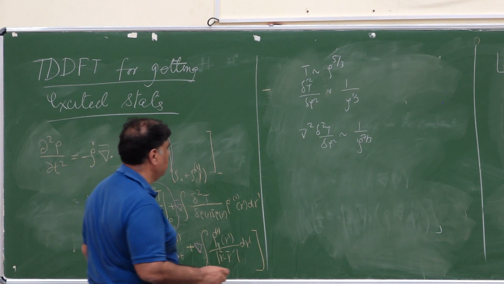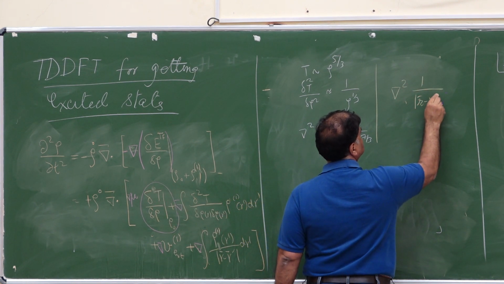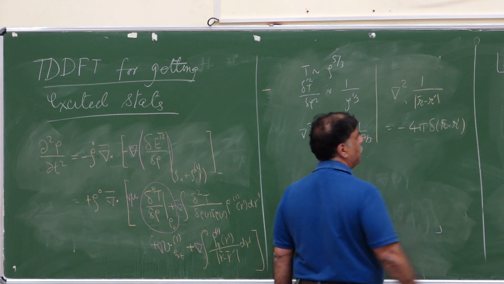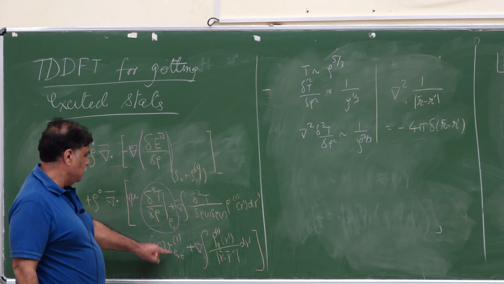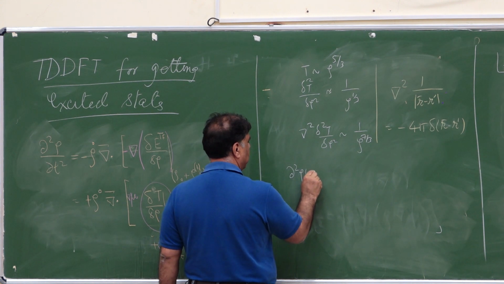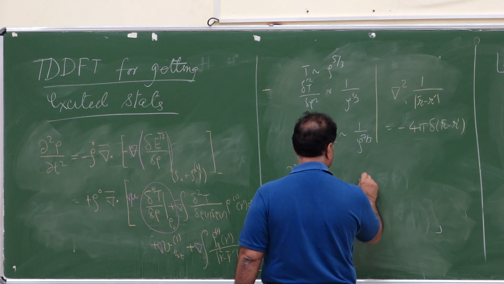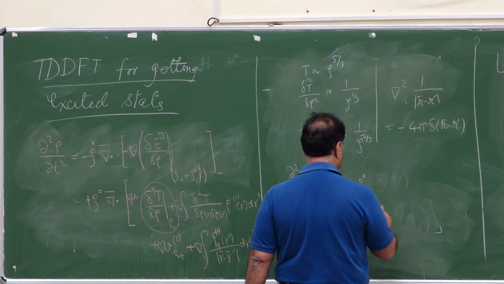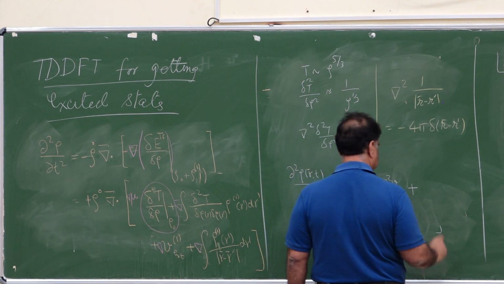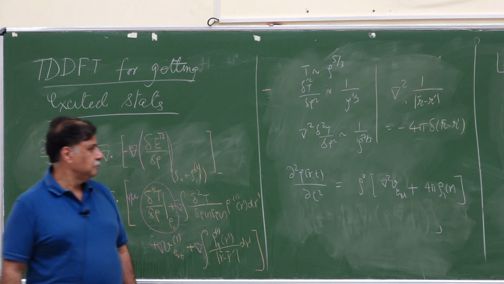Alright? And then I have on the side del squared acting on 1 over r minus r prime, which gives me minus 4 pi delta r minus r prime. Right? So what do I have? If I substitute this, I'm going to have d²ρ1(r,t) by dt² is equal to ρ0, this term, the second term is negligible, del squared V external plus 4 pi ρ1. Are you with me so far?